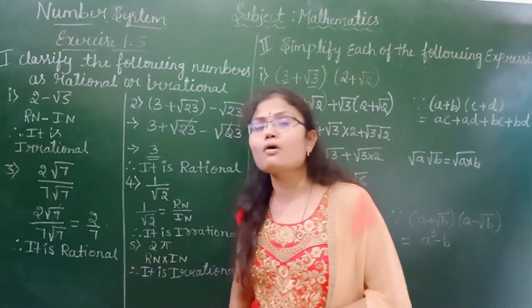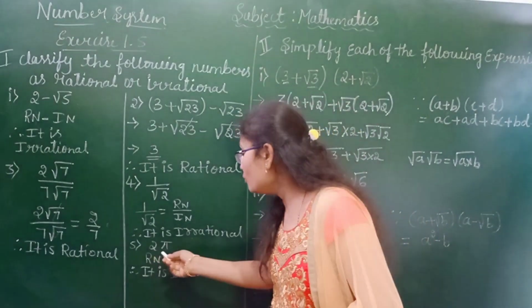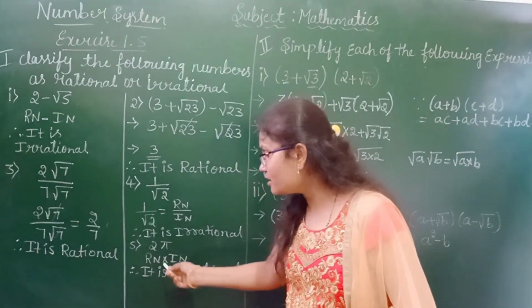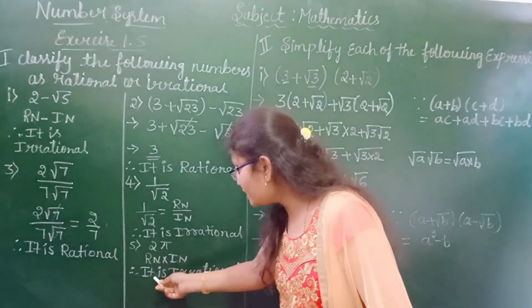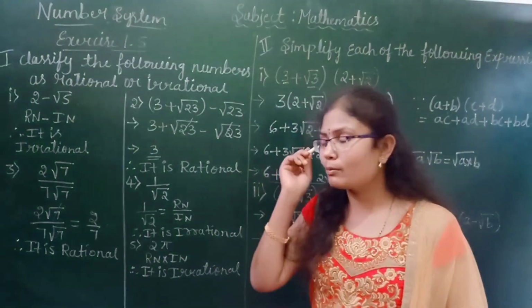Next, in the fifth problem they have given 2 pi. 2 is rational. Pi we know is irrational. When you multiply a rational and an irrational, the result is irrational. Therefore 2 pi is an irrational number.